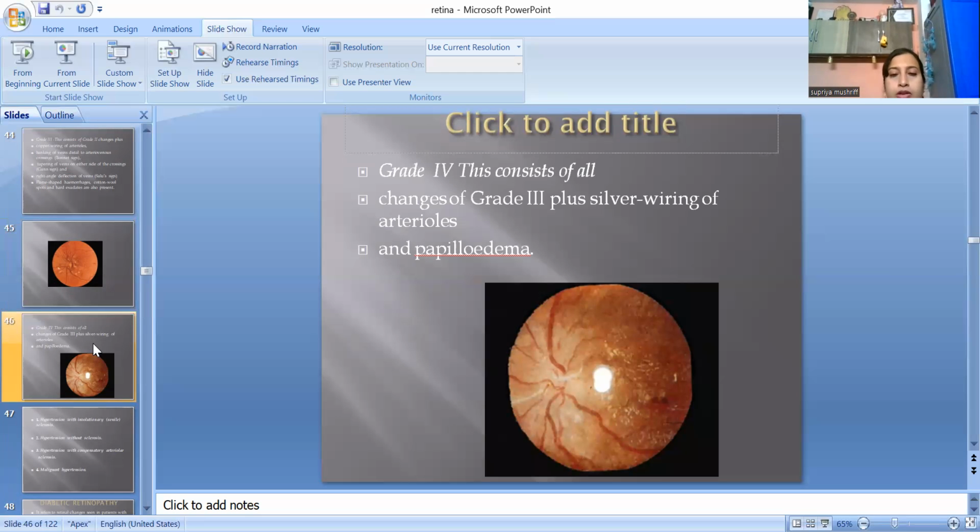Now grade 4 hypertensive retinopathy consists of all changes of grade 3 plus silver wiring of arterioles. Here you can see there is silver wiring of arterioles with hard exudate, with all the characteristic features of grade 3 present, along with silver wiring and disc edema. This is grade 4 hypertensive retinopathy.